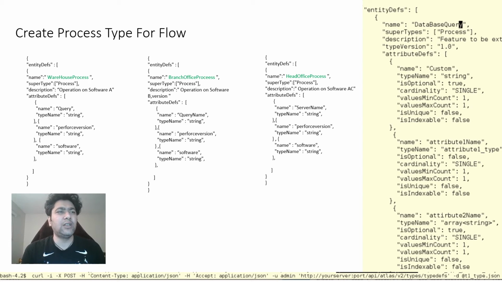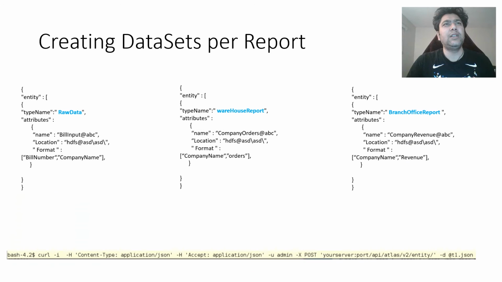So then we will create a curl command or a post request for all of these things, and these process types will also be created. As of now, we have only created types. There is nothing more in this. Only types are there. The data is not there. So we have actually created a structure for the pipeline, but we haven't created anything concrete as of now.